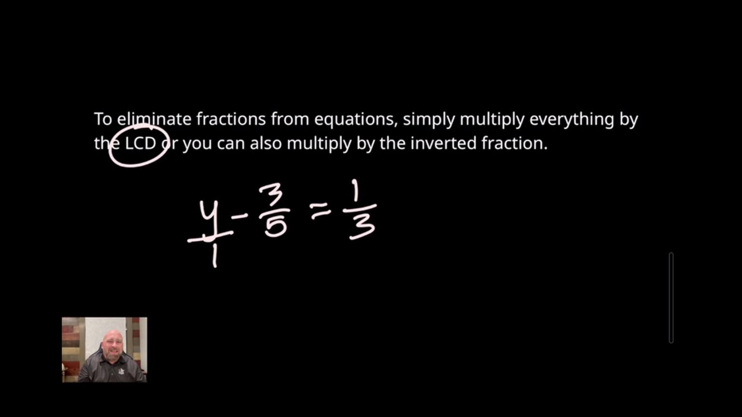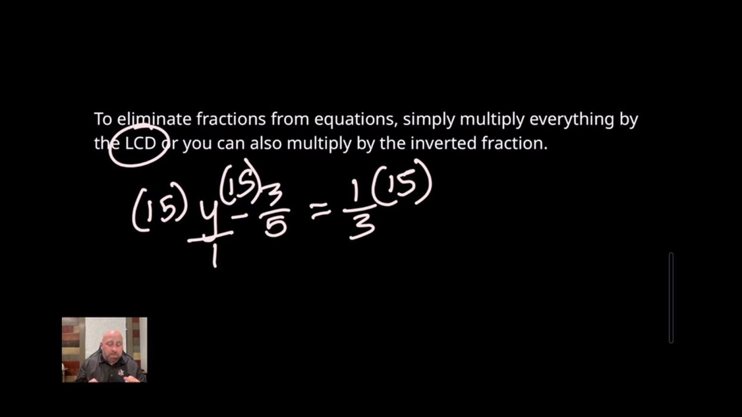And so what is my LCD of this? So I have a 1, a 5, and a 3. All right, my LCD is going to be 15. If I multiply everything by 15, I'm going to eliminate the fraction.